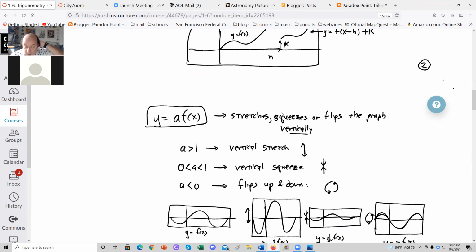Then there's multiplying the function, a times f of x. And then next we'll be doing f of bx inside the function. But a times f of x, outside, stretches or squeezes the graph, or flips the graph vertically. If a is positive and greater than 1, that's a vertical stretch. That makes it taller.